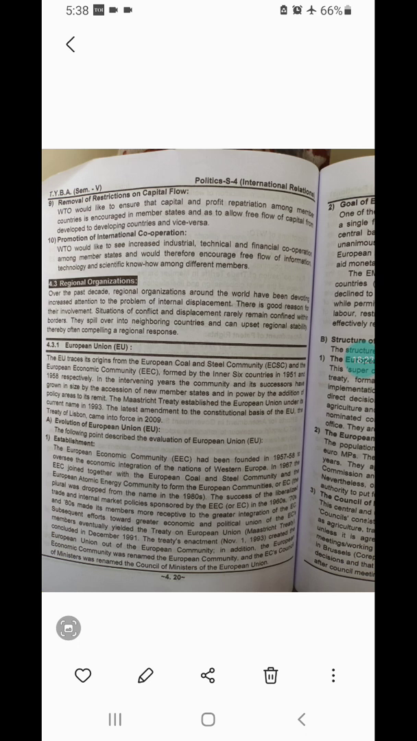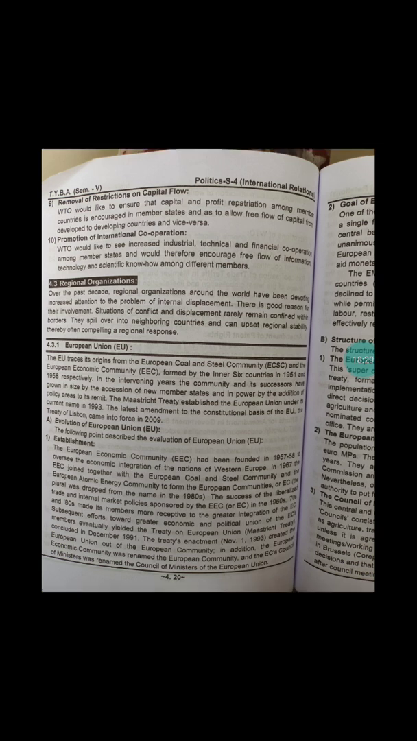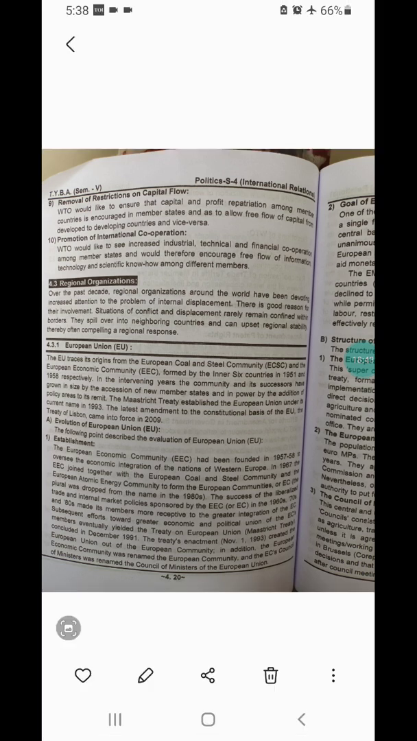See, WTO क्या करता है? अभी WTO को क्या देखना है? इंडस्ट्रीज बढ़ रही हैं, टेक्निकल फाइनेंशियल कोऑपरेशन अमंग मेंबर स्टेट्स में सब कुछ अच्छे से बढ़ रहा है। सब कुछ अच्छे से बढ़ेगा तो क्या होगा? इंफॉर्मेशन टेक्नोलॉजी, नॉलेज भी अच्छे से मेंबर्स के बीच में बढ़ेगा। Then the next point is the regional organization.